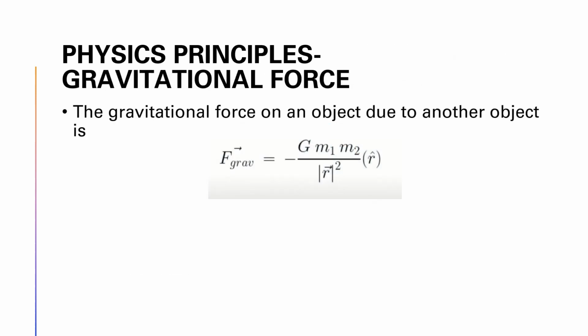The last physics principle here is the gravitational force. The gravitational force is on an object due to another object, and it can be seen by this equation here, where G is our gravitational constant, m1 and m2 are the masses, and r is our radius, or our distance between the two objects.